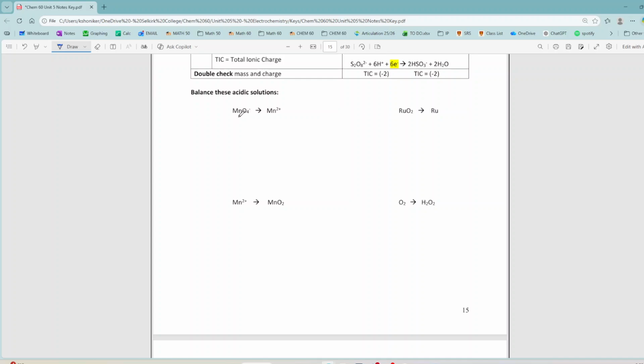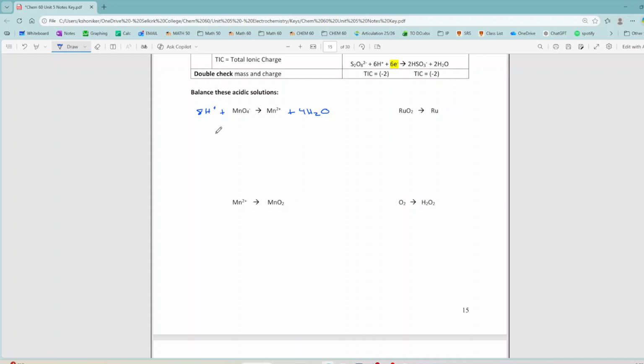So this first one, we have MnO4 minus going to Mn2 plus. First thing you're going to balance is majors. Mn on the left, Mn on the right, good to go. Second thing I'm going to balance is my oxygens. I have 4 oxygens on the left, so I'm going to add 4 waters on the right. Now I've thrown the hydrogens out of whack. I have no hydrogens on the left. I have 8 hydrogens on the right, so I'm going to add 8 hydrogens on the left.